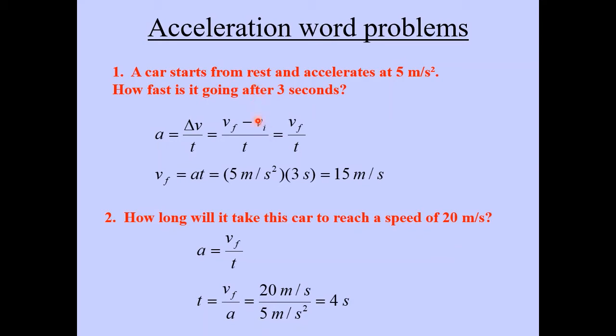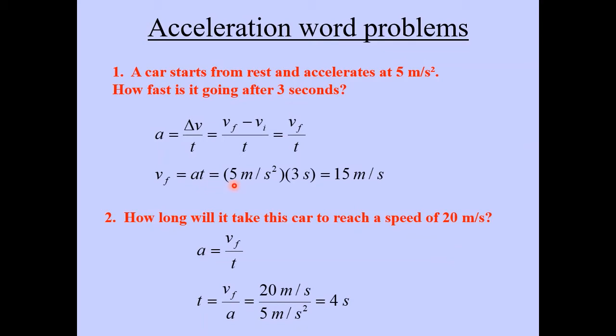So we can get rid of this term. So the acceleration, a, is just the final velocity divided by the time. Now, we want to solve for the final velocity. So we have to multiply through by t to get rid of the t under here. So the final velocity is equal to acceleration multiplied by t, time.